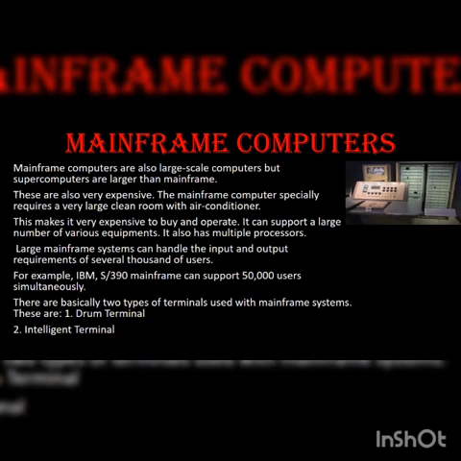It can support a large number of various equipment. It also has multiple processors. A large mainframe system can handle the input and output requirements of several thousands of users. For example, the IBM S390 mainframe can support 50,000 users simultaneously. There are basically two types of terminals used with the mainframe system. So these are the dumb terminal and the intelligent terminal.